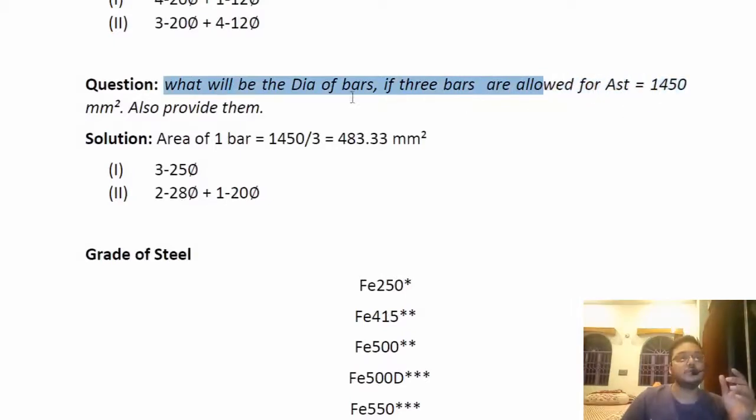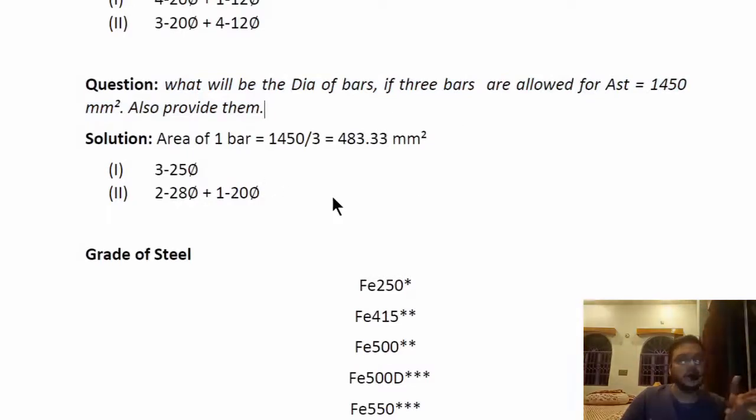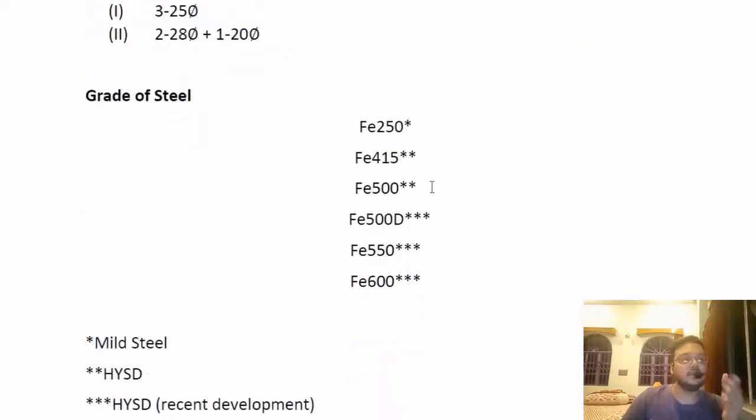Similarly, there's one more question: what will be the dia of the bars if 3 bars are allowed for Ast 1450 mm square, and also provide them. So you can also try this one. The solution is in front of you.